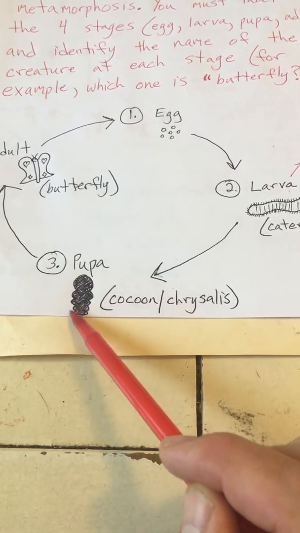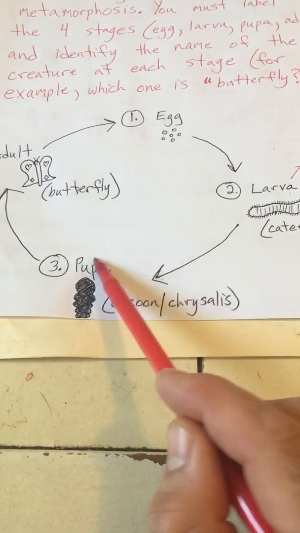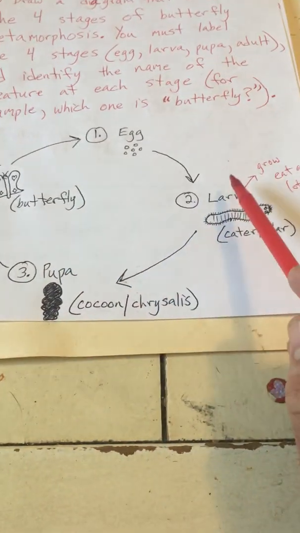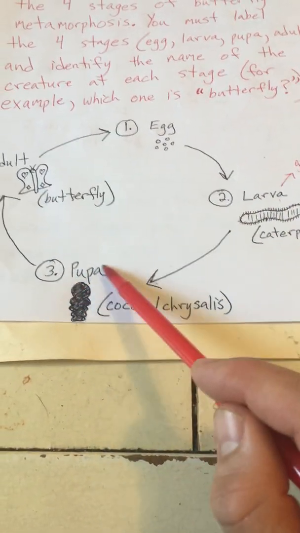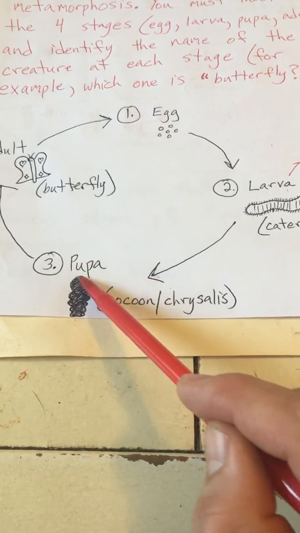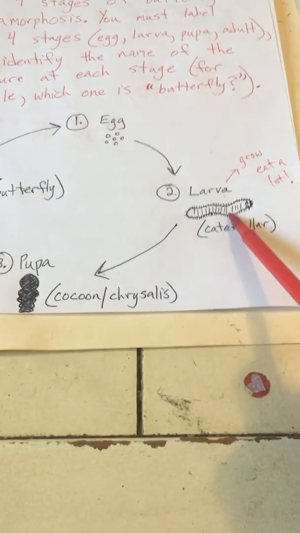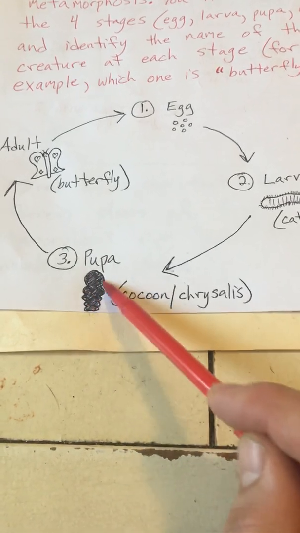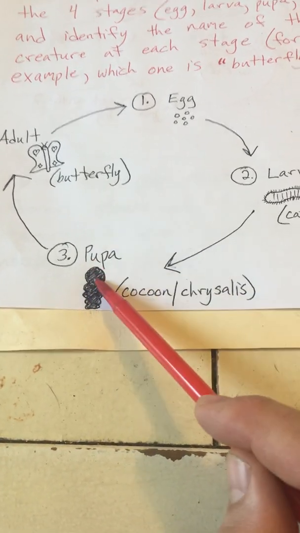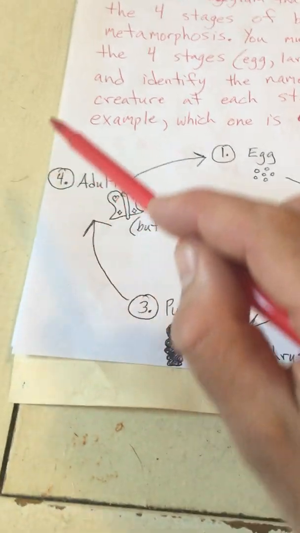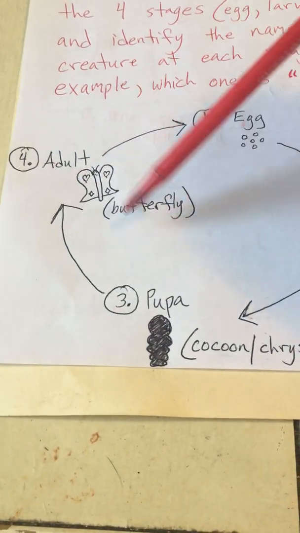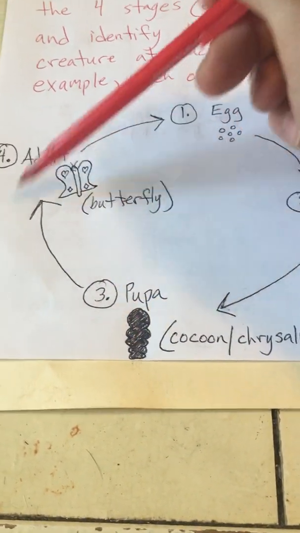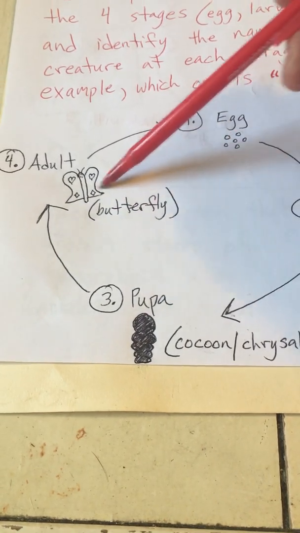And it looks kind of like that. That's not the best drawing. But basically the pupa stage is when the larva is transforming. It is changing at this point. So inside of the cocoon, that caterpillar is changing into the adult form. It goes through lots of change here in the pupa stage. Then the 4th stage is when it is an adult. It comes out of the cocoon or the chrysalis and is a butterfly.